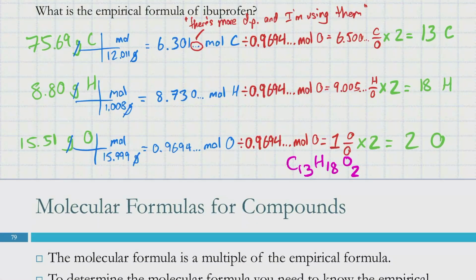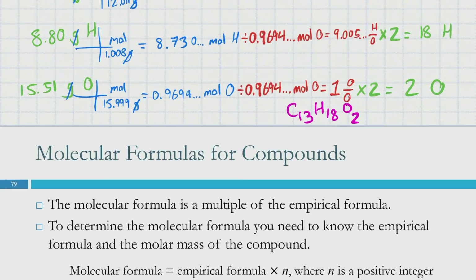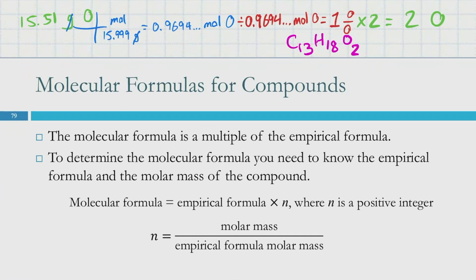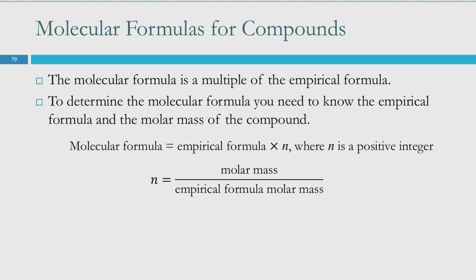Great. We can also, from an empirical formula, find a molecular formula. There's some extra information that we need to be able to do this. So our molecular formula, the actual number of atoms of each element in a molecule or in a formula unit, is a multiple of our empirical formula. So 2 times, 3 times, 4 times, etc. It's also, though, sometimes just 1. So sometimes just the same thing.